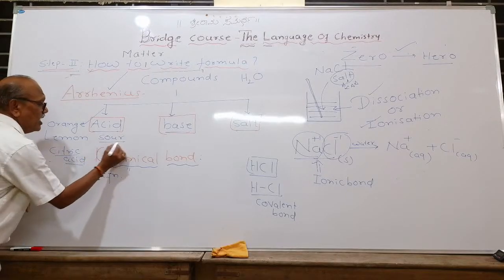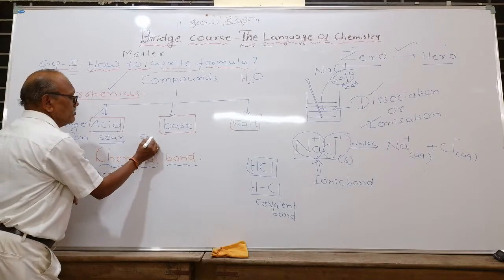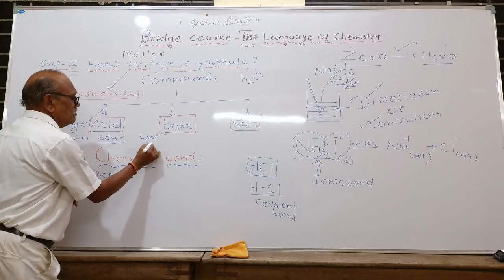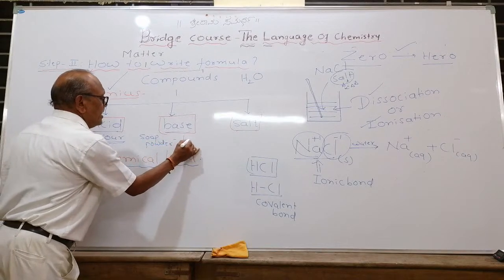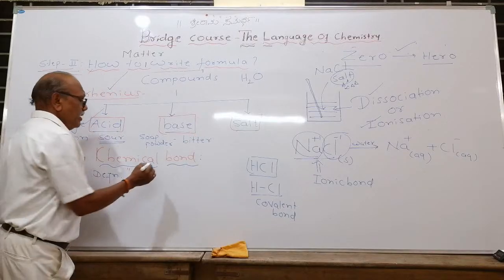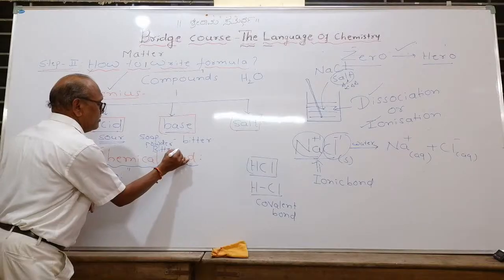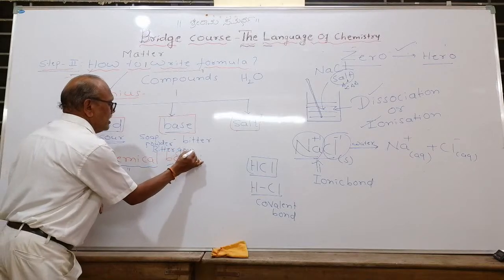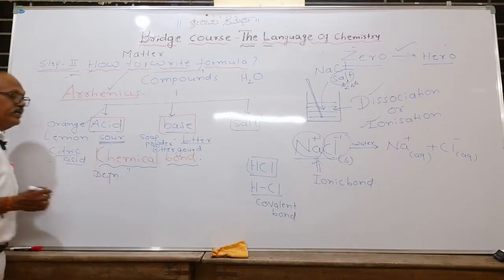Generally acids will have sour taste. You take soap powder, and soap powder will have the bitter taste. And bitter gourd, anything that tastes bitter generally contains a base. Bases are bitter in taste, acids are sour in taste.